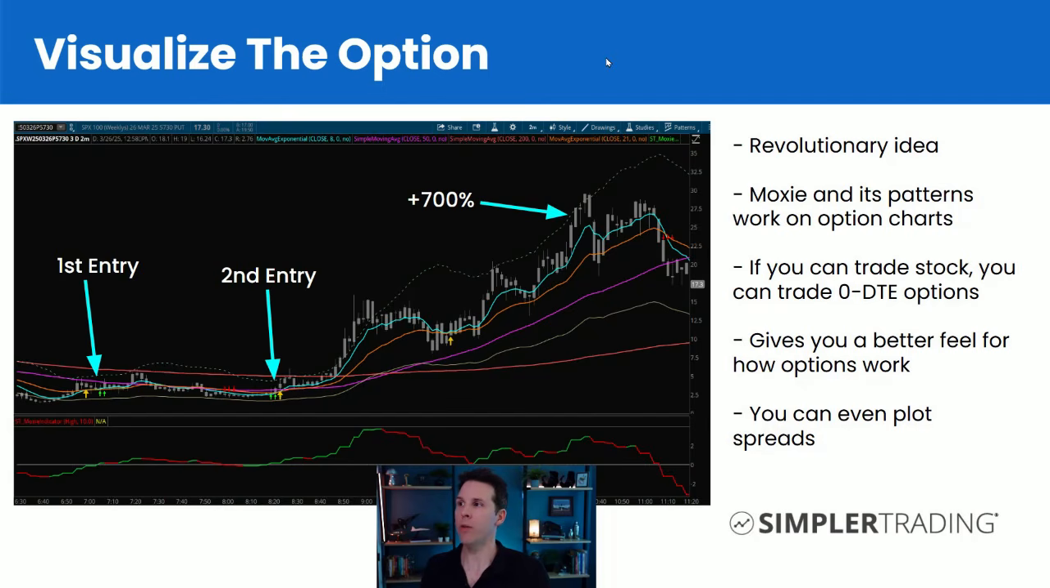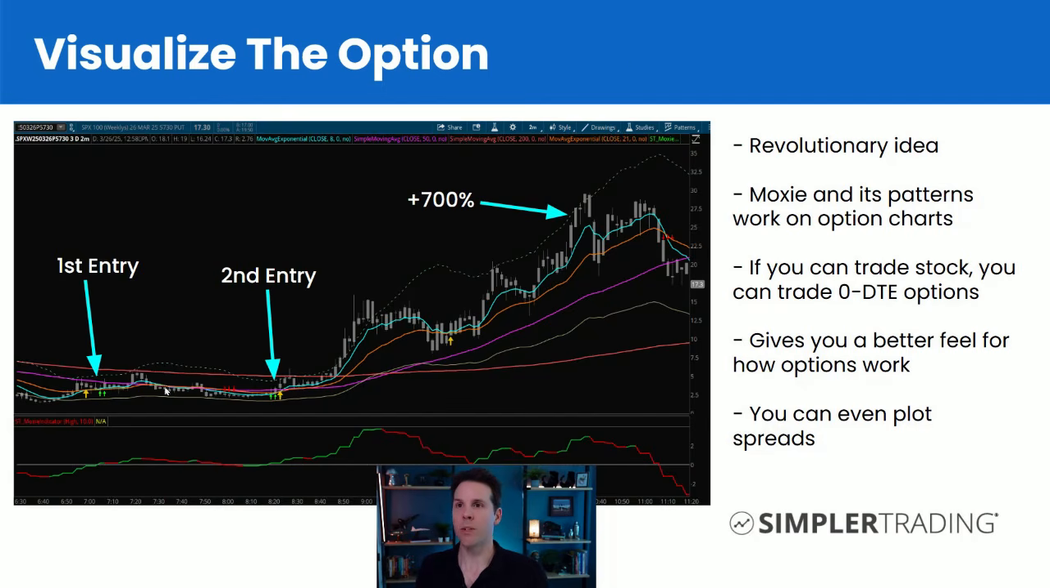And it gives you a better feel for how options work. That's really the biggest thing for me, is it gave me a feeling and an understanding of how options work and how they move. And you can even plot spreads on this stuff, which is, again, something else that I had to learn too. And we can get into that in the next video.